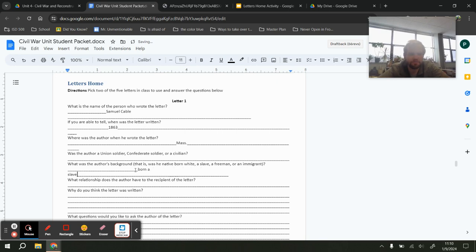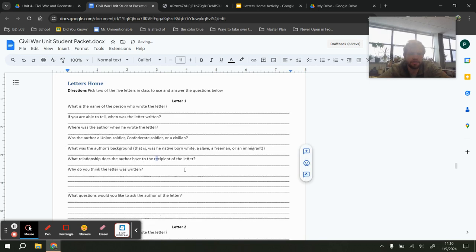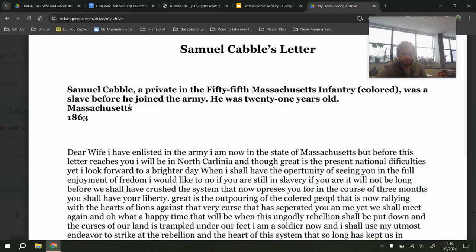Now I'm going to press Control Z on all this writing to get it back so I can print it again. What relationship does the author have to the person of the letter? I don't know. Oh, I do know. It's his wife. He's writing to his wife. So we know that Samuel Cable was married and he's writing this letter to his wife.